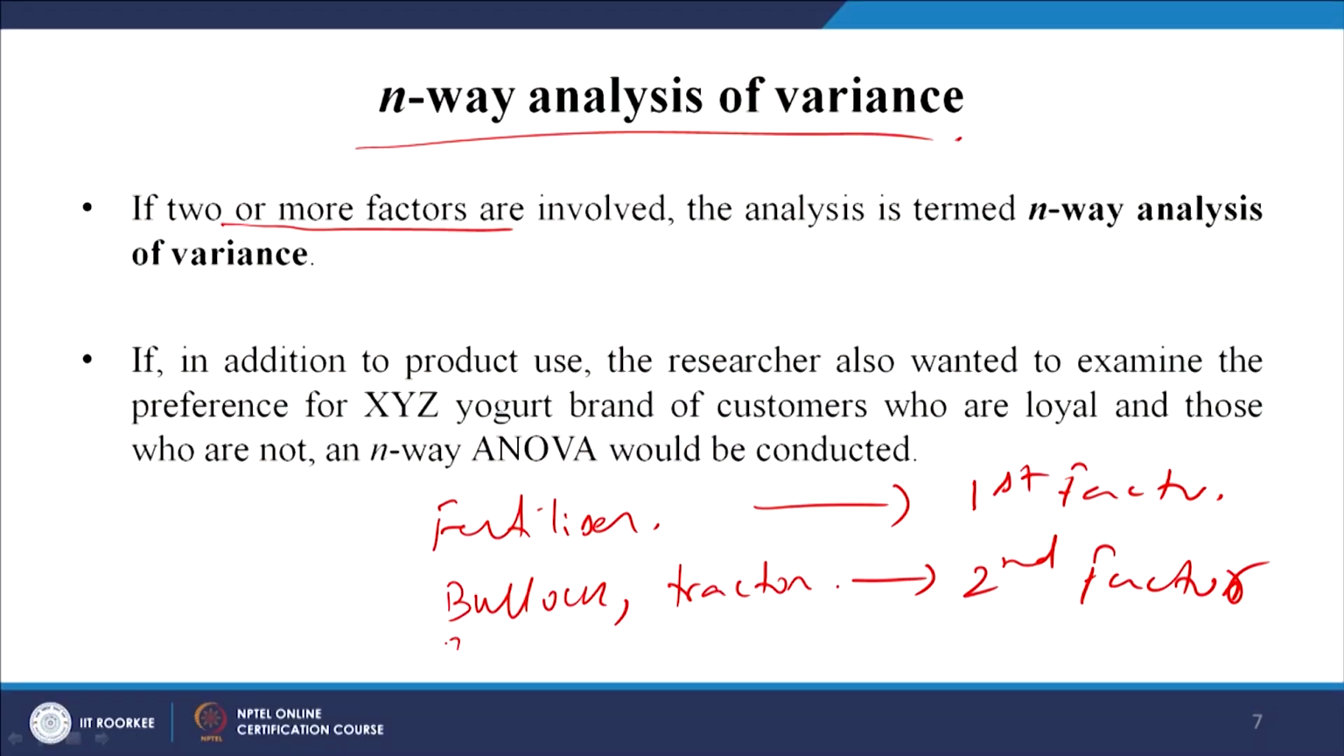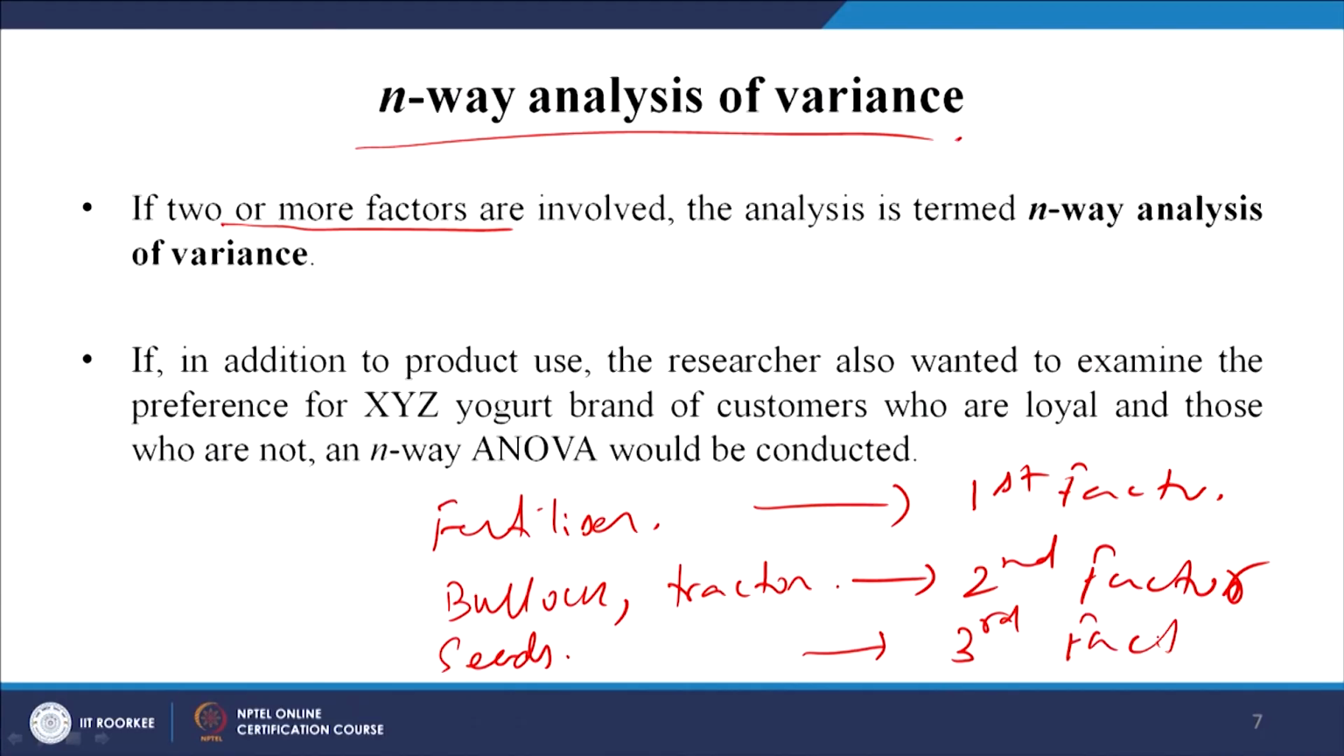Now, suppose you would have used a third factor, fertilizer, technology and the seeds, right. Now, the seeds are available from various brands, let us say high quality, low quality or medium quality. Now, when I am using this third factor, the kind of seed, then I am saying it is a 3-way ANOVA. Similarly you can go on increasing the number of factors and that is why you term it as n way. So, n stands for 1, 2, 3, whatever number of factors.